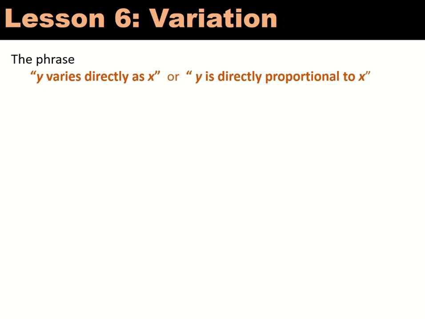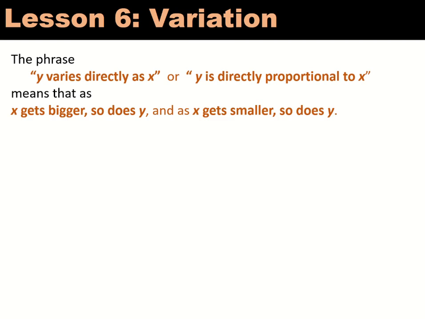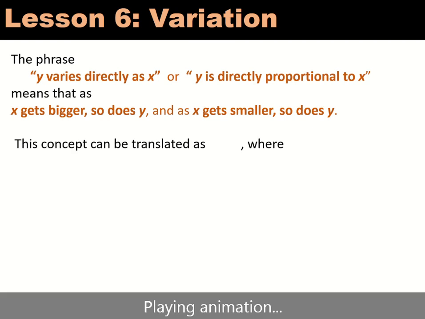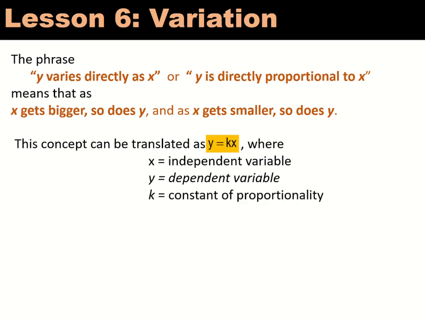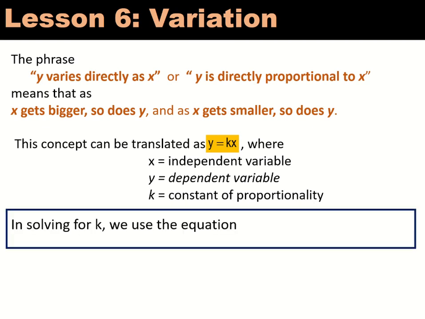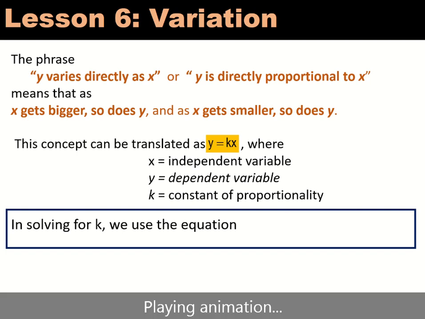As a review again, the phrase y varies directly as x, or y is directly proportional to x, means that as x gets bigger, so does y, and as x gets smaller, so does y, where it can be translated as y equals kx, where x is the independent variable, y is the dependent variable, and k is the constant. Now, how do we solve for the constant? It's derived from y equals kx. So, in solving for k, we use the equation. What is again the equation for k?